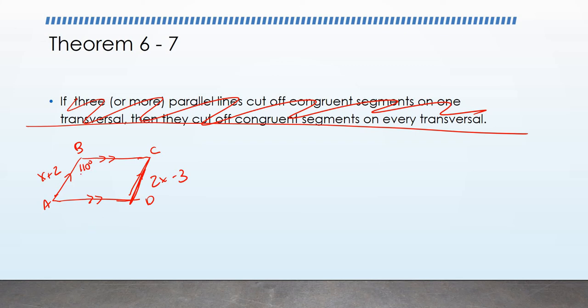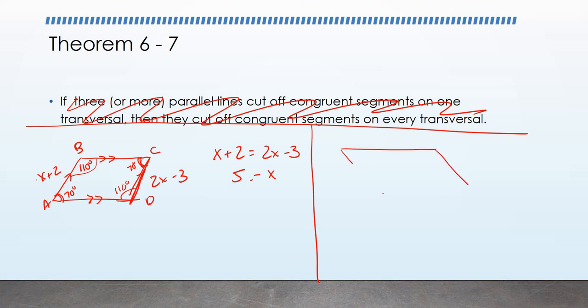Okay, so all the angles, if this is 110, then D has to be 110. These are supplemental, so C would be 70, and A would also be 70. The opposite sides have to be congruent, so x plus 2 has to equal 2x minus 3, which means that x equals 5. Okay, let's try one more.